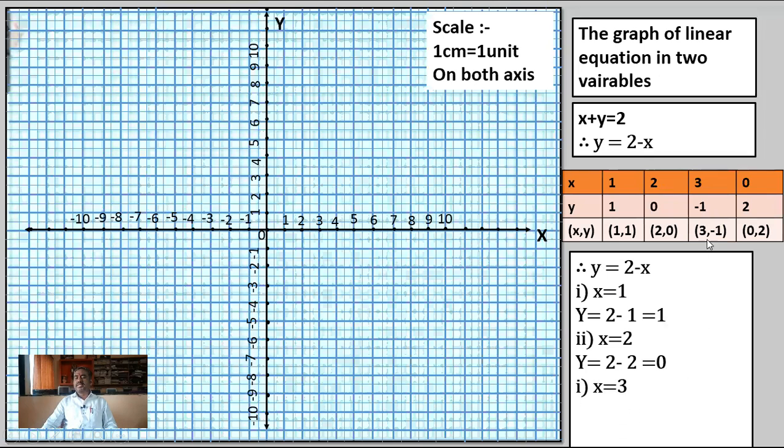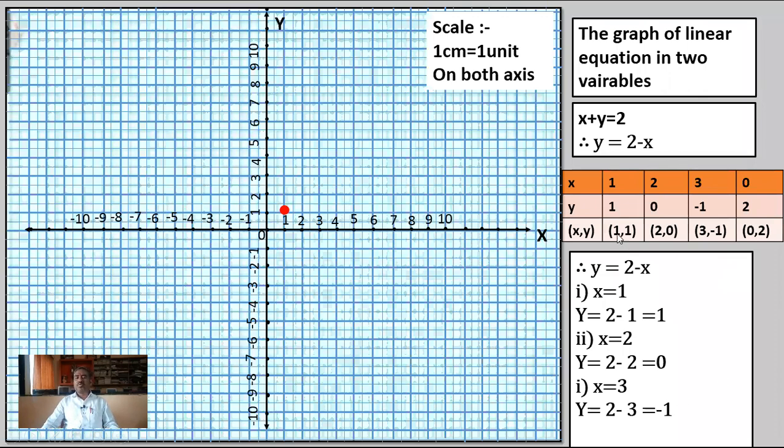Third, x is equal to 3, then y is equal to 2 minus 3 is equal to minus 1, therefore y coordinate is minus 1. In this way, x is equal to 0, then you get y is equal to 2. Hence, to determine the x and y coordinates, first coordinate point is 1, 1, second is 2, 0, third is 3, minus 1, and 4th is 0, 2. First, determine the 4 coordinate points for the linear equation in two variables.